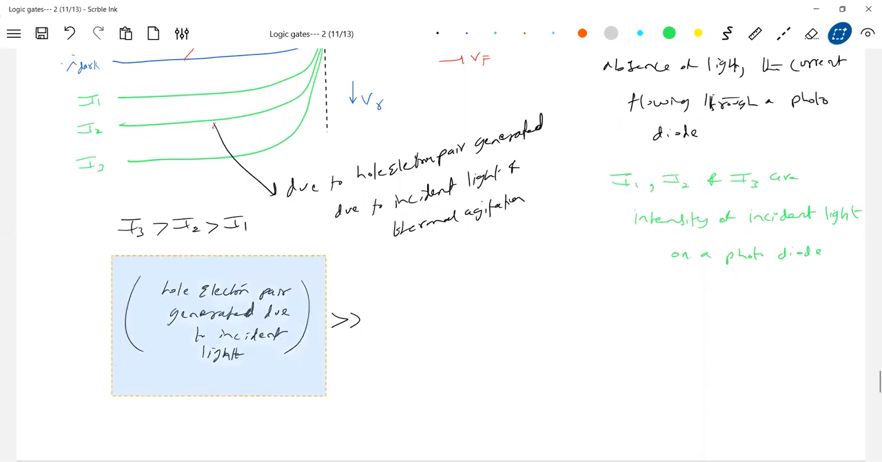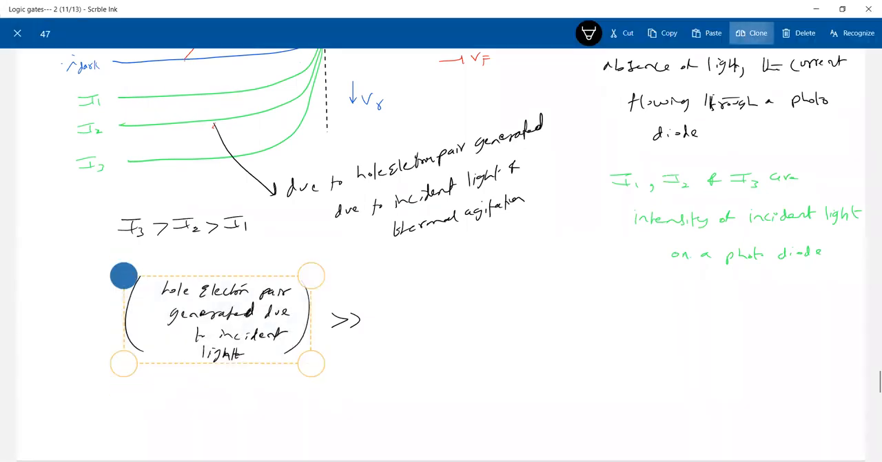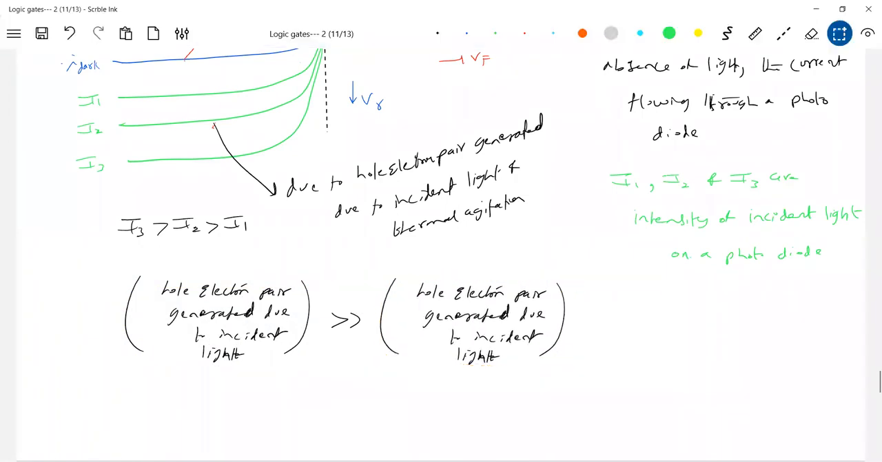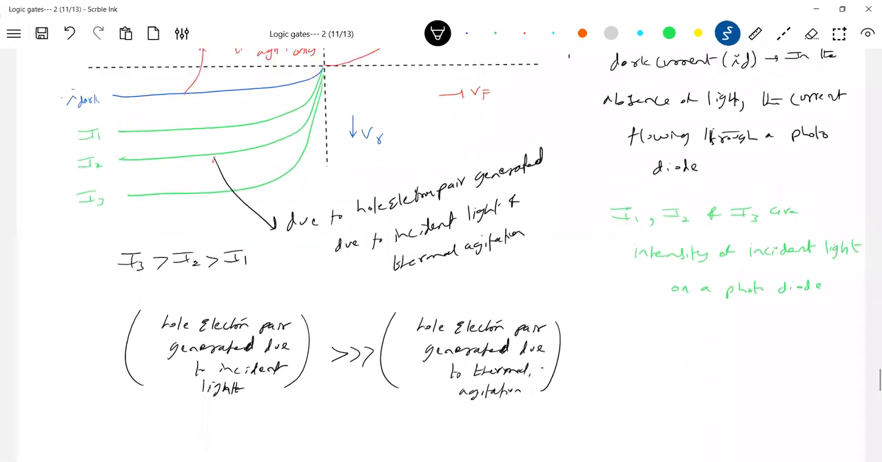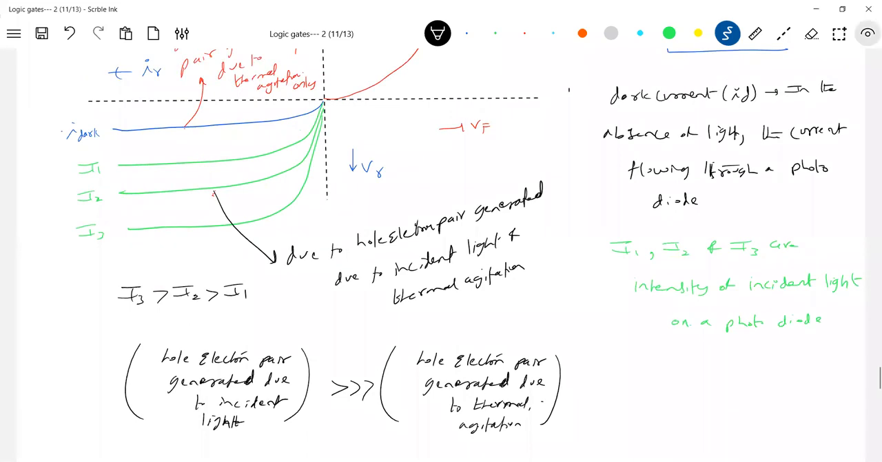I'll copy this. This is very important. Generated due to thermal agitation. Both will contribute, but the contribution due to... I'm putting like this. Then only we can see the variation in the curve, no? If it were reverse, all electron pair generated due to incident light very much less than all electron pair generated due to thermal agitation. Tell me, as you vary the intensity of light, would you see any response? No. You would have seen only this.